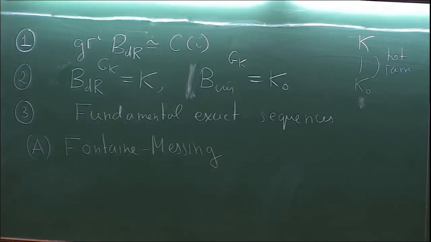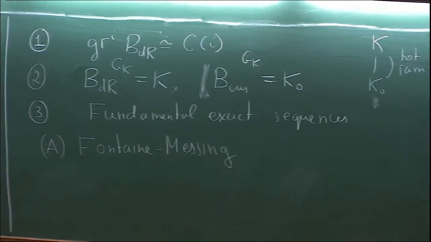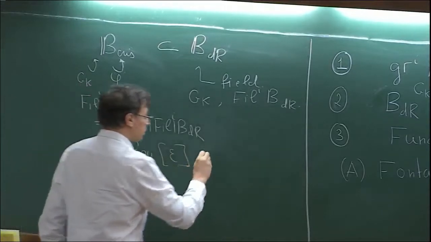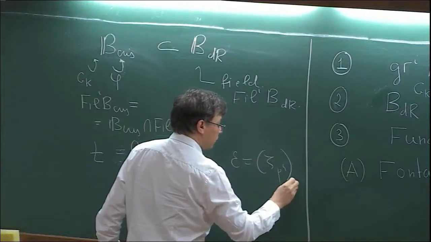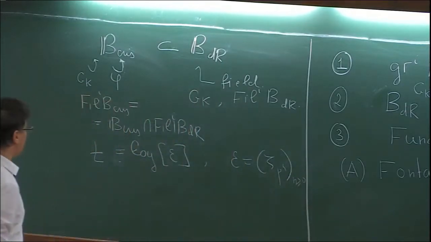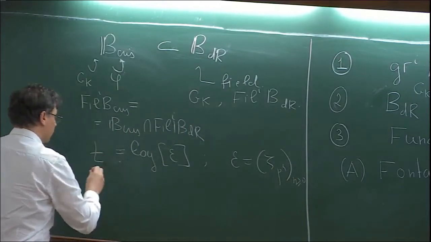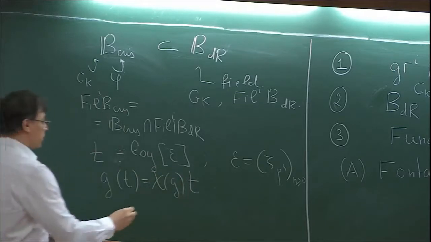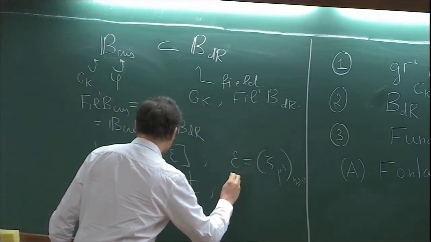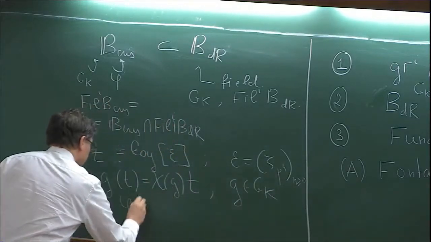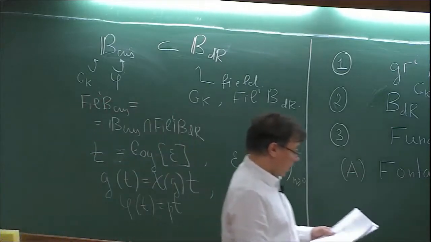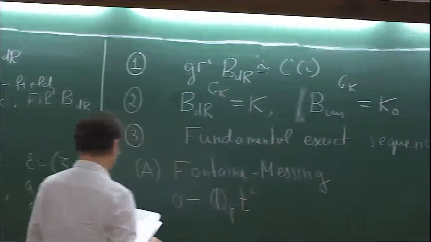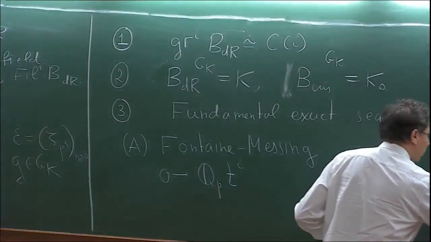Let's recall that these two rings contain the element t, which is the logarithm of a Teichmüller lift of epsilon, where epsilon is the system of p^n-th roots of unity. The Galois group acts on t as the cyclotomic character, and the Frobenius operator multiplies t by p. And we have the following exact sequence for any i bigger or equal to zero.